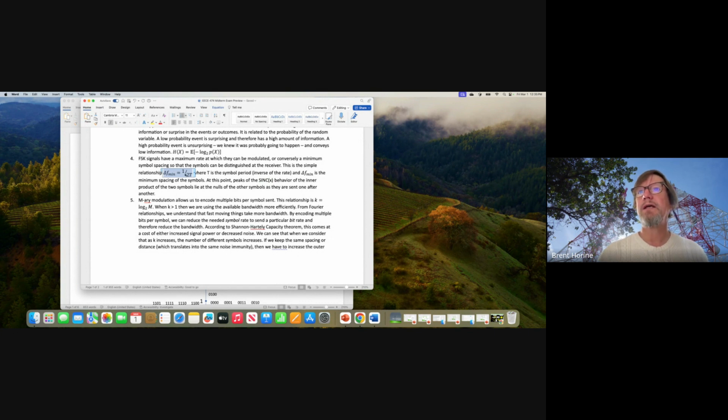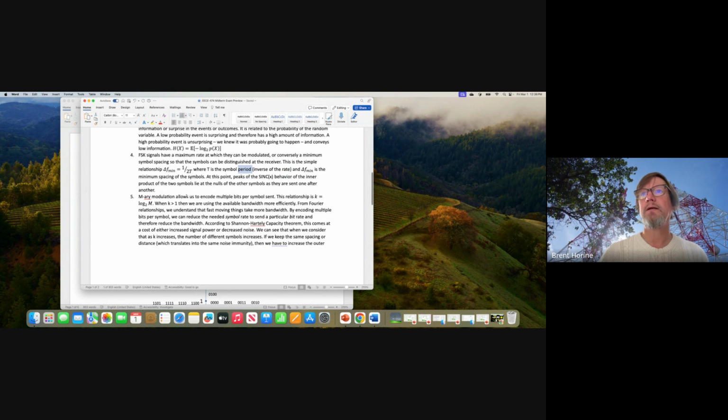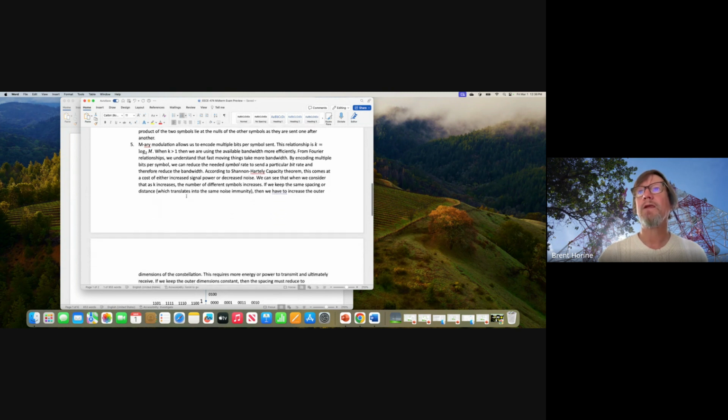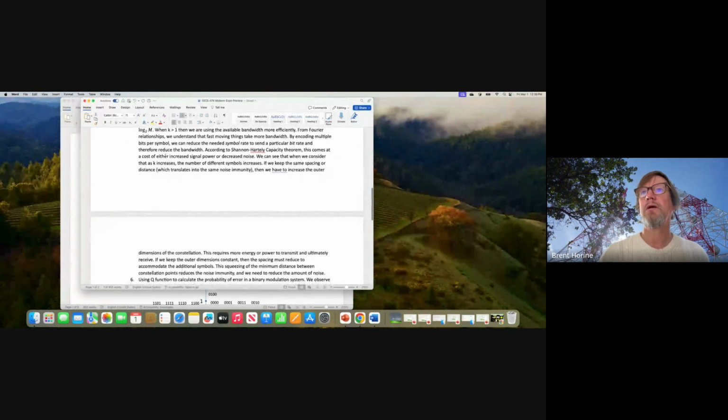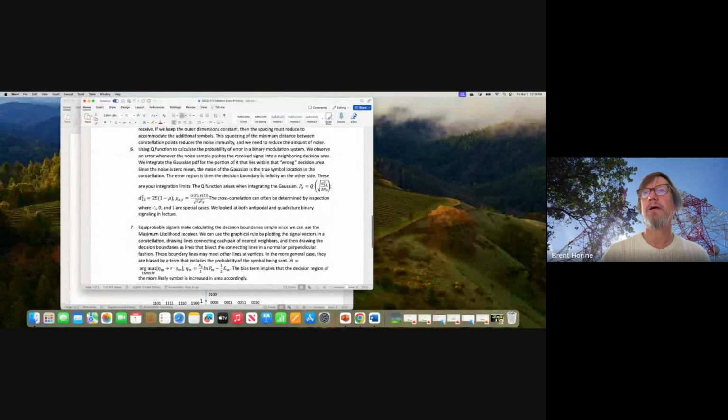The point is, recognize this formula, and understand that rate is the reciprocal of period. So this might be in terms of hertz or symbols per second, whereas this would be the period of the symbol, the number of seconds or milliseconds, microseconds, or whatever. And just plug into that equation. That should be easy if you've looked at it. And then our M-ary modulation allows us to encode multiple bits per symbol sent. This is how we get bandwidth efficient modulation. But I've already talked about that a little bit.